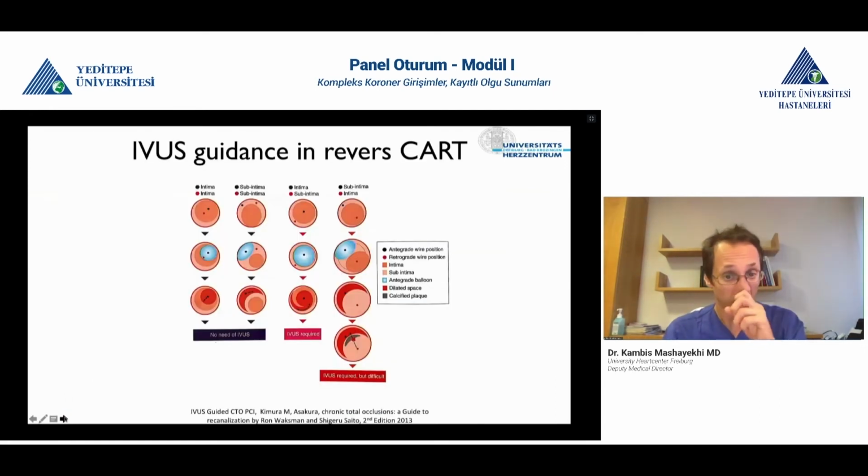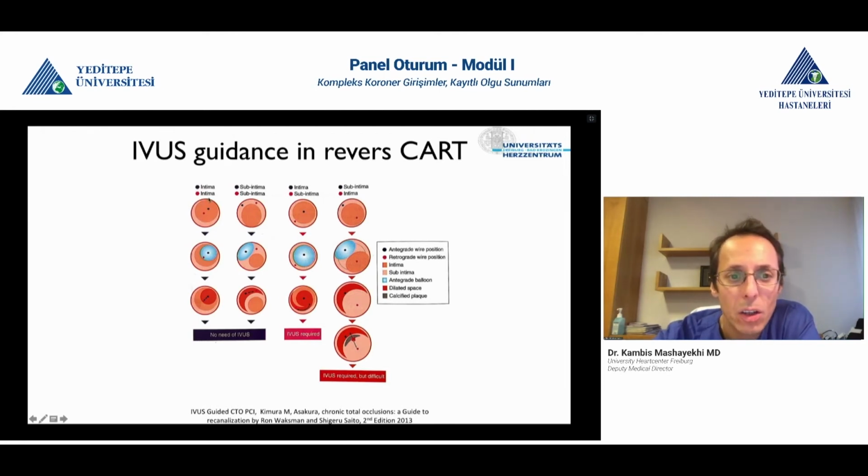So to go a little bit more into the detail of IVUS to understand when the connection is easy and when it's complex, I want to show you this image. And it looks complex, but it is not so complex once you understand it. So the scenarios here, you have antegrade and retrograde wire. One is red and one is black. So let's say the antegrade is black and the retrograde is red, right? So here, both wires are in the intraplaque position.